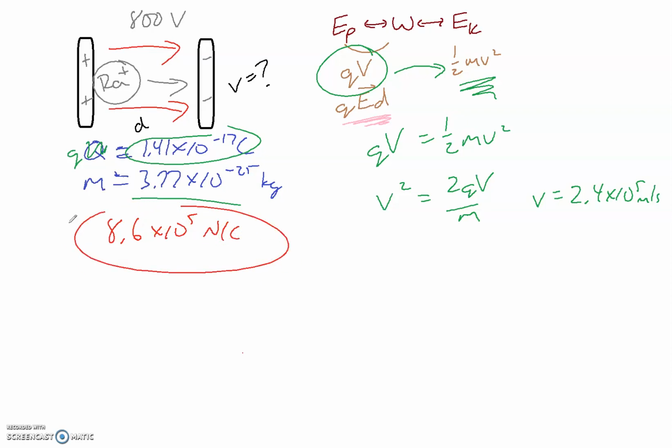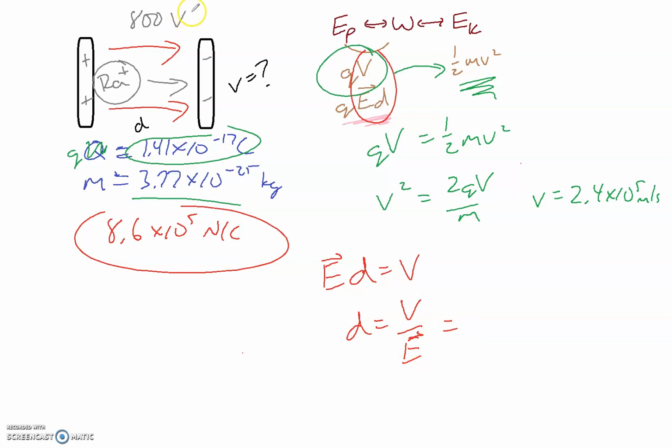Once you have that, you can find the distance across, and you could do work equals FD using QE with the electric field. There's lots of things you can do. A lot of people would just use that combination right there, where the electric field times distance is equal to V, or V equals ED. A lot of people remember it that way. So then, of course, the distance would be V divided by the electric field.